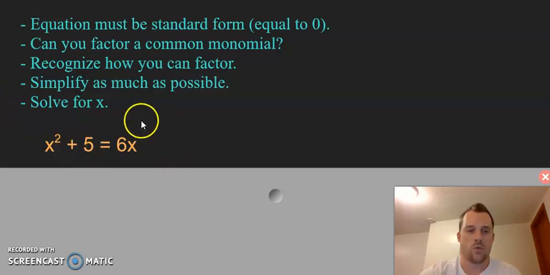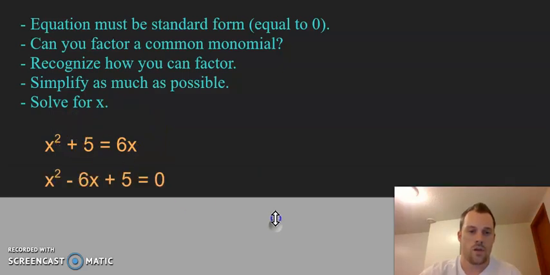So in this first example, we've got x squared plus 5 equals 6x. We're not always going to be set up in standard form right away. So in this case, we've got to move the 6x over so we have it set equal to 0. Now we have a pretty simple trinomial where a equals 1. That tells me we can just do our simple factoring.